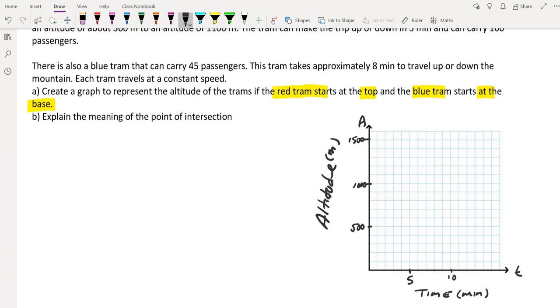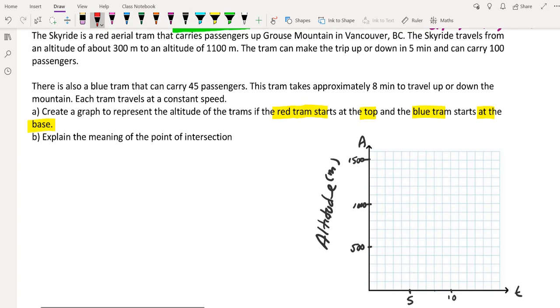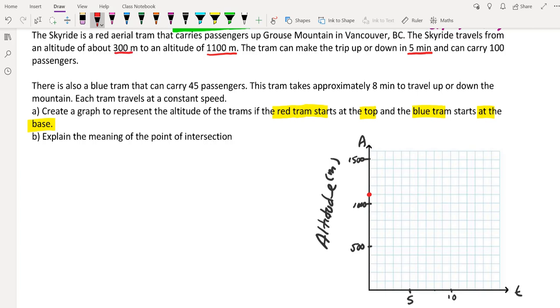graphing the points given. So they said the red tram starts at the top. At the top, the elevation is 1100 meters. So the red tram at the top, 1100 meters is right there. And it says it takes 5 minutes to go to the base, and the base is at 300 meters. So 5 minutes and it gets to the elevation of 300. And we draw this line.